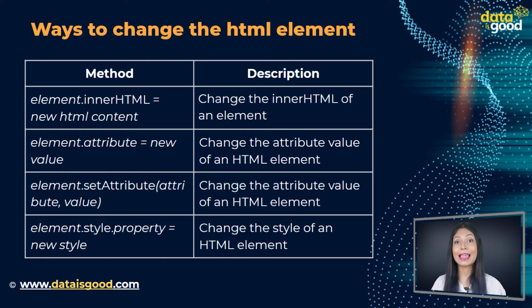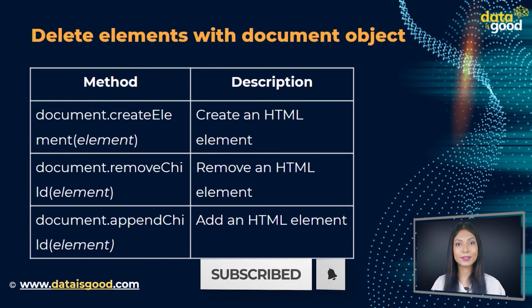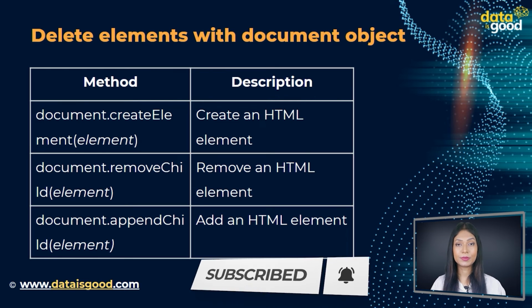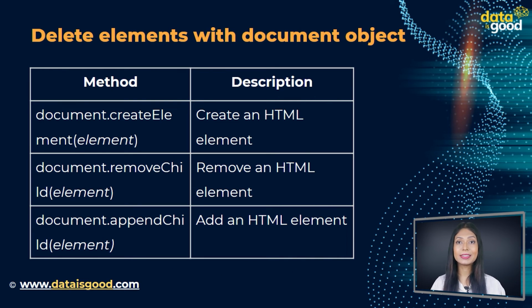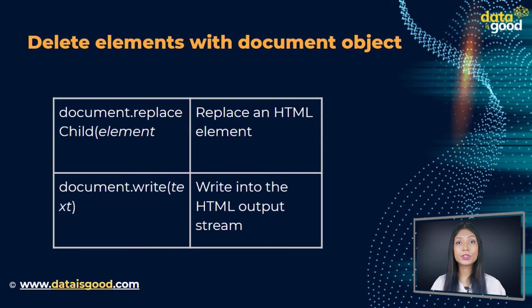Let us see how we can add and delete elements with the document object. Method, description. document.createElement(): create an HTML element. document.removeChild(element): remove an HTML element. document.appendChild(element): add an HTML element. document.replaceChild(element): replace an HTML element. document.write(text): write into the HTML output stream.